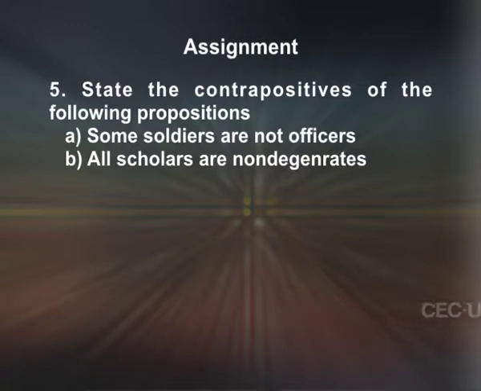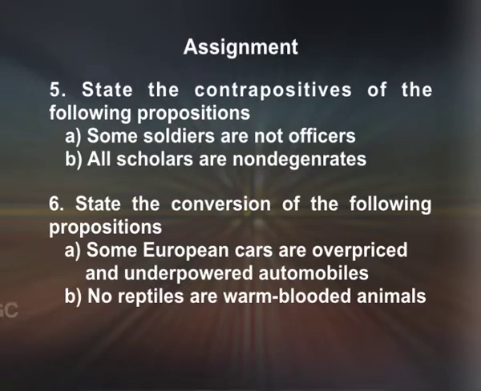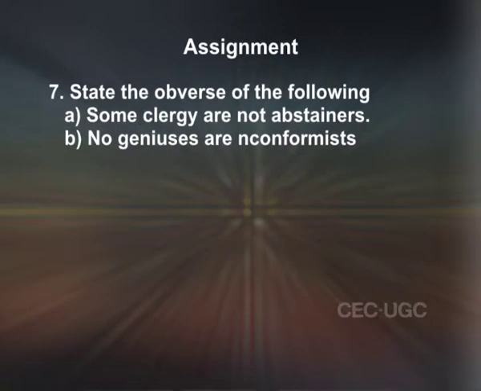Number 5. State the contrapositives of the following propositions. A. Some soldiers are not officers. B. All scholars are non-degenerates. Number 6. State the conversion of the following propositions. A. Some European cars are overpriced and underpowered automobiles. B. No reptiles are warm-blooded animals. Number 7. State the obverse of the following. A. Some clergy are not abstainers. B. No geniuses are conformist.